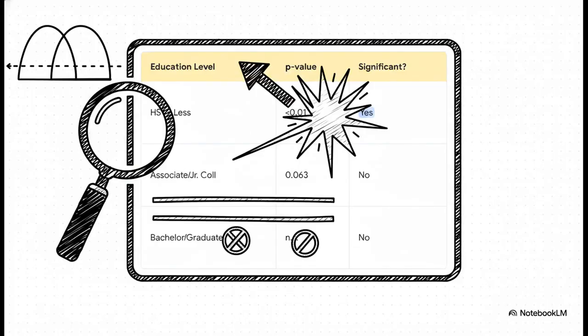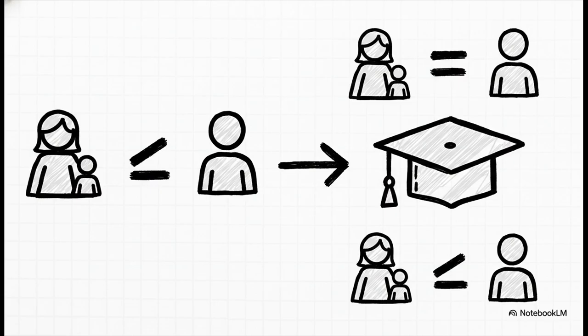And would you look at these results? This is fascinating. The table shows us that the significant difference we found between mothers and non-mothers, it only shows up for the group of women with a high school education or less. For women with an associate's degree or a bachelor's degree, the difference completely vanishes. It's not significant at all. This is why we dig deeper. The whole story just changed.